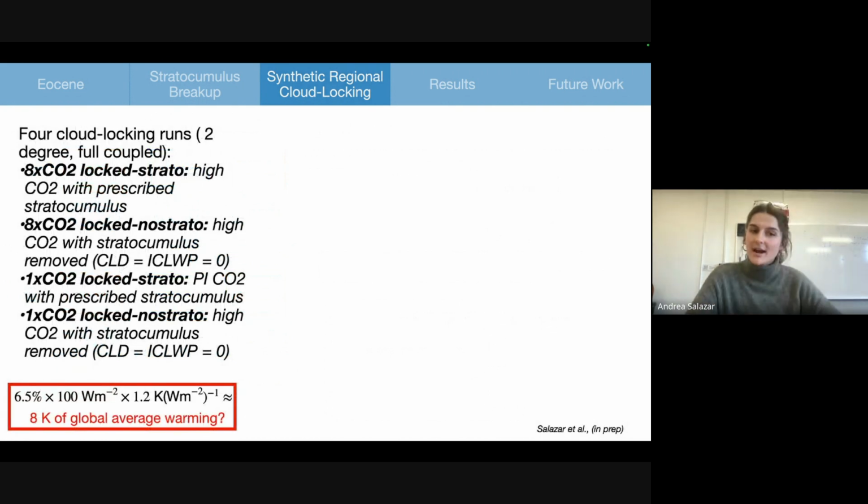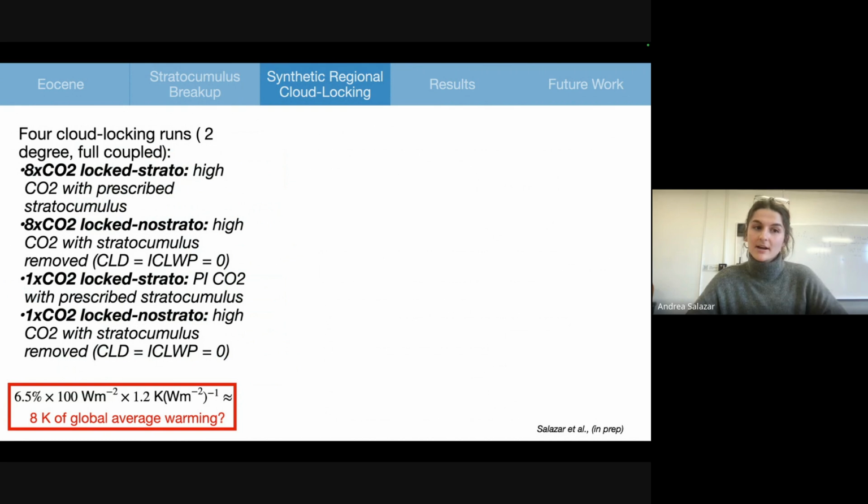But the question that we're asking here is very specific. We want to know if in the most dramatic case, this 100 watt per meter squared change in cloud forcing over 6.5% of the globe, if it can cause 8 Kelvin of global warming. So we actually can't do the standard cloud locking. We're going to do something called synthetic cloud locking.